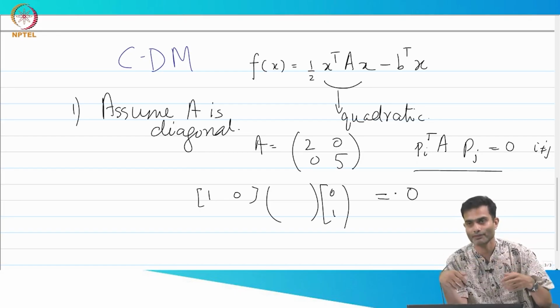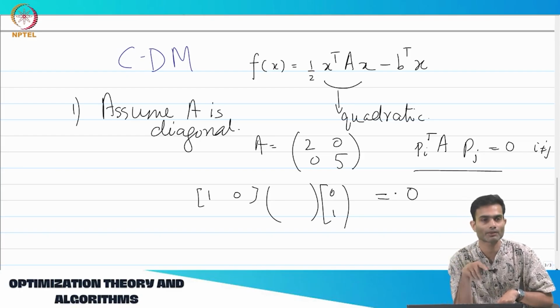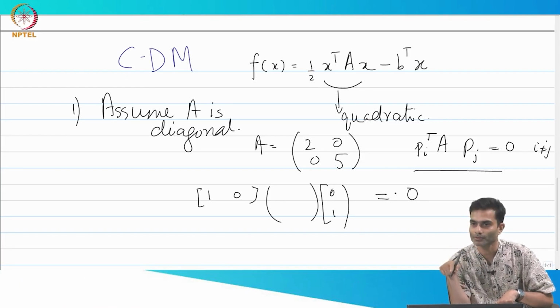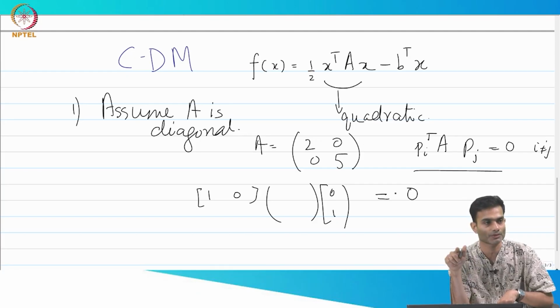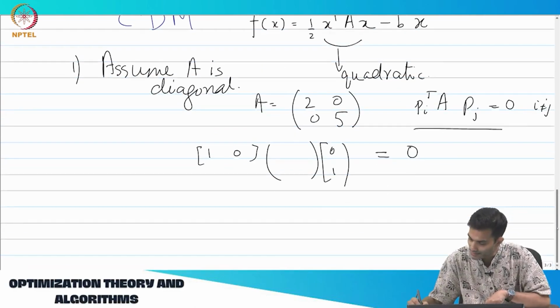Also, the other way of seeing it is, what are the eigenvectors of this matrix? 1 0 and 0 1, because it's a diagonal matrix. Eigenvalues are 2 and 5, right? So automatically I can see that 1 0 and 0 1 are the eigenvectors of this situation.